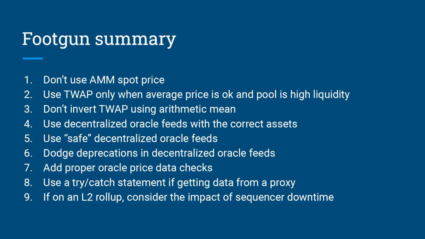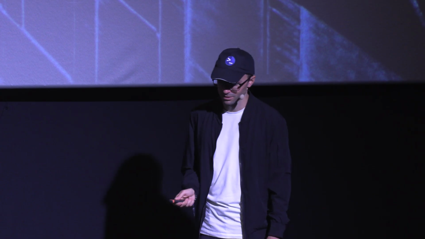Thirdly, don't invert the TWAP, at least for Uniswap v2, if you're using an arithmetic mean. And there are likely other protocols using arithmetic mean. I just haven't gotten around to checking them all. So when you hear average price, you should have a little alarm bell going off in your head. Fourth, use decentralized oracle feeds with the correct assets, because stablecoins are not stable. Pegged assets are not always pegged, depending on the pegged asset.